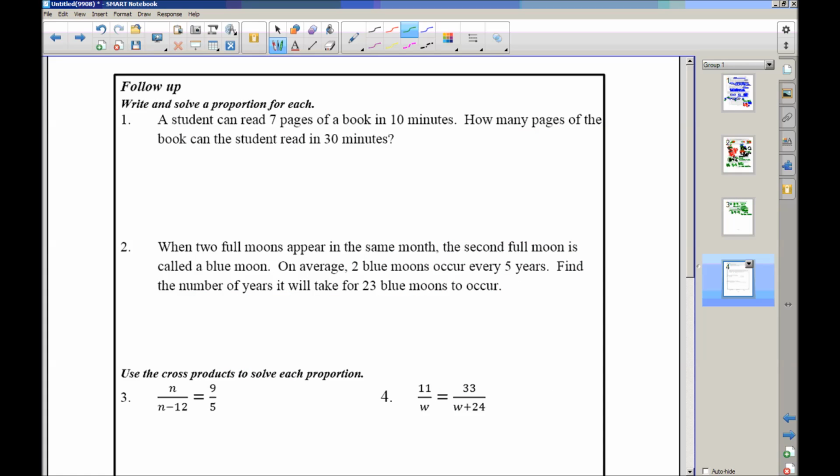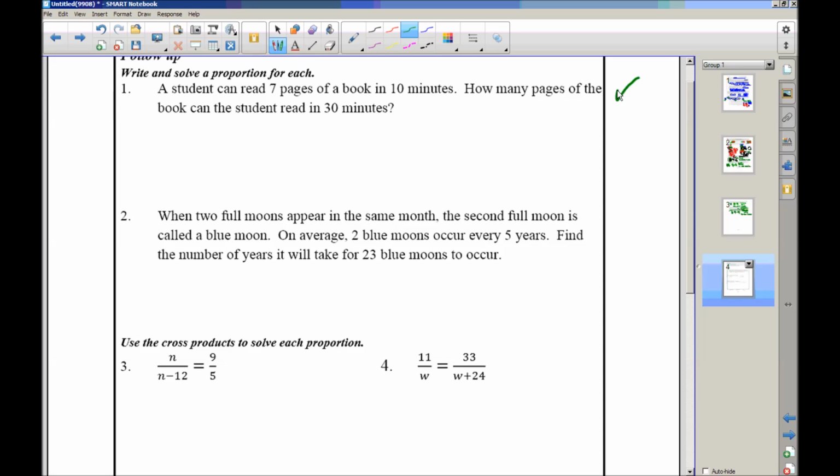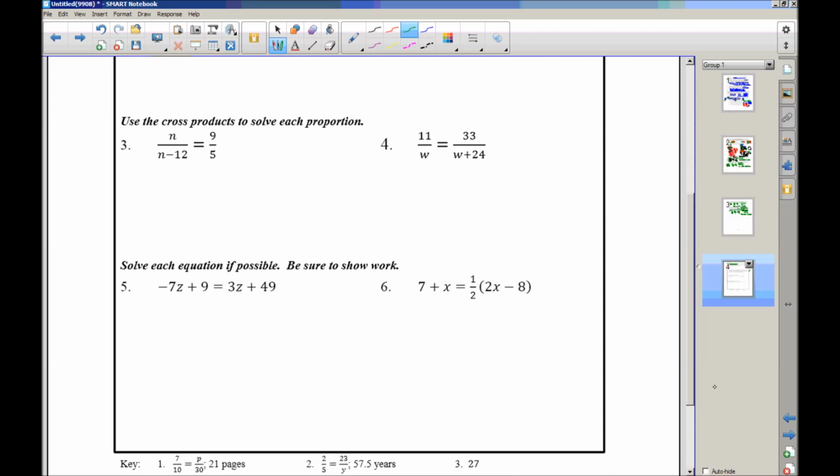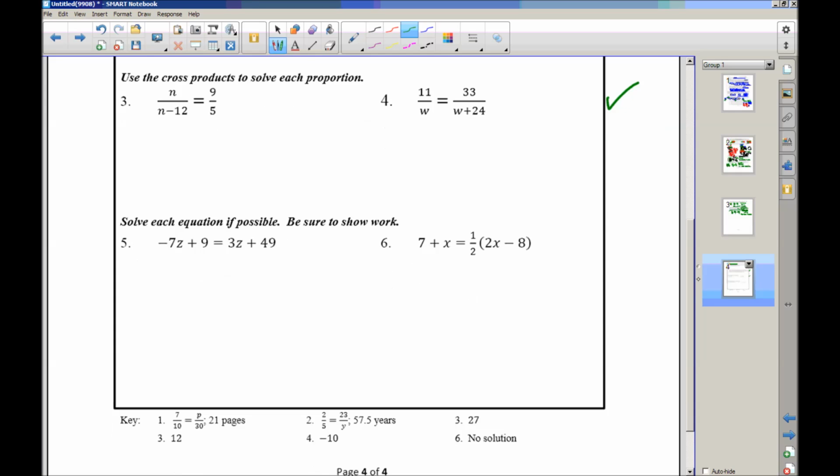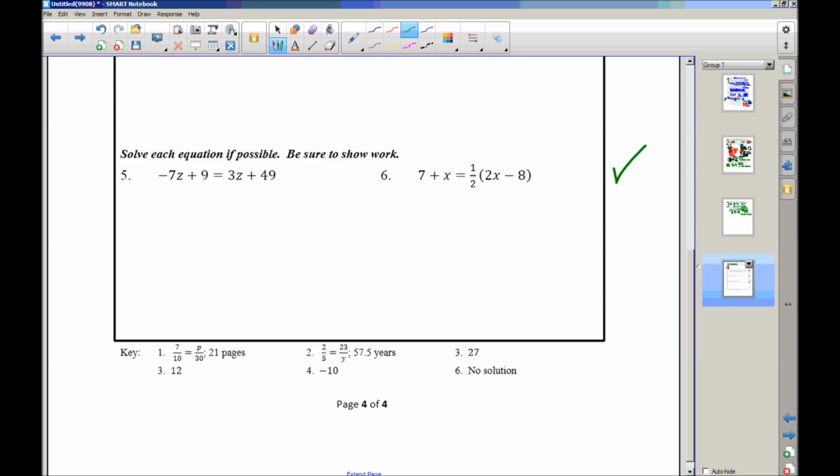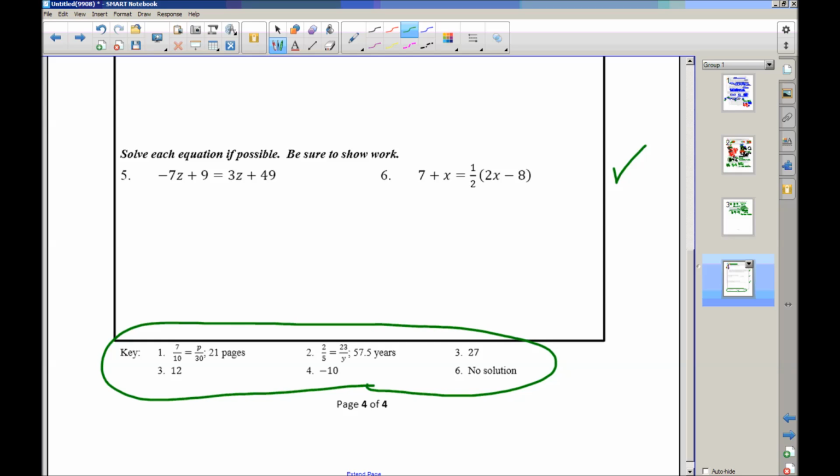Alright, so on the follow-up here, you have 2 word problems you have to solve. Be sure to show work. Notice it says right here, write and solve a proportion for each. You may not just put an answer. Okay? And then 3 and 4, use cross products to solve each. That means you have to actually do the cross products to solve the resulting equation. And then 5 and 6 are 2 review solving equation problems. So the answers are on the bottom, but you need a lot of work to match up with your answer.